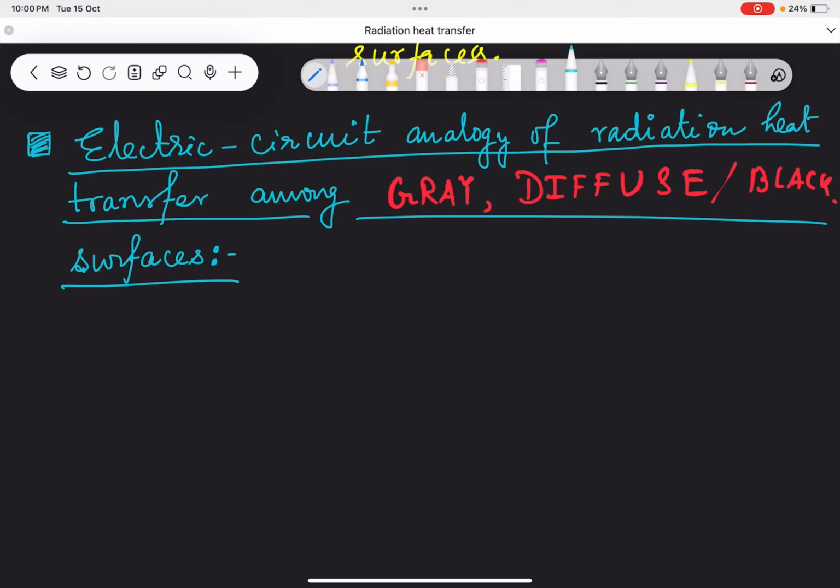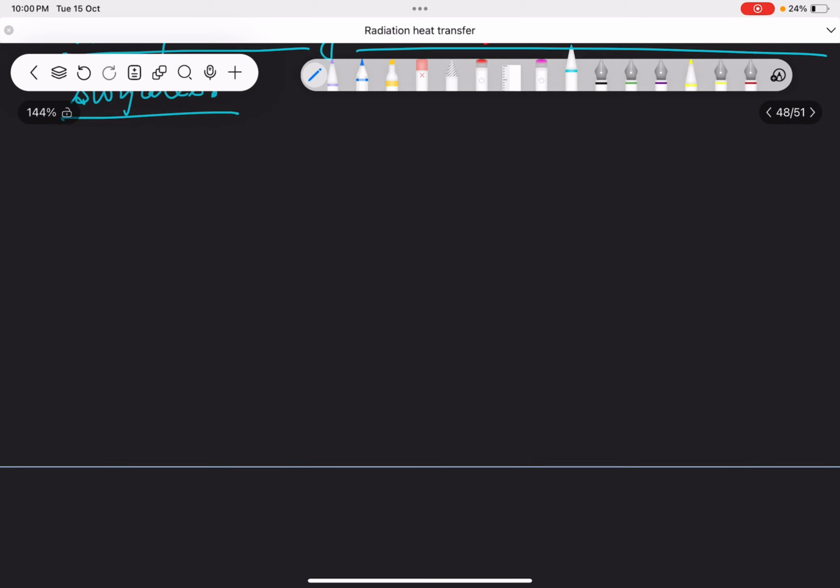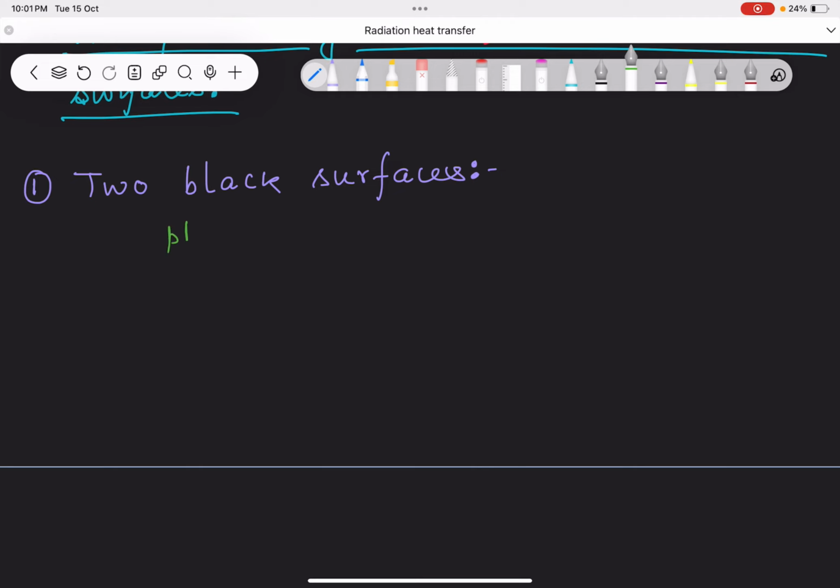I know many of you already know this one, because for GATE people use only this, since it is more convenient and a time saving approach. So let us see. If we directly see two surfaces, here we will take the opposite approach. First we will go for two black surfaces, and here I will consider plane surfaces also: two black plus plane.